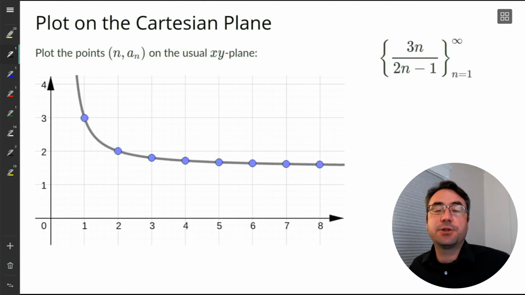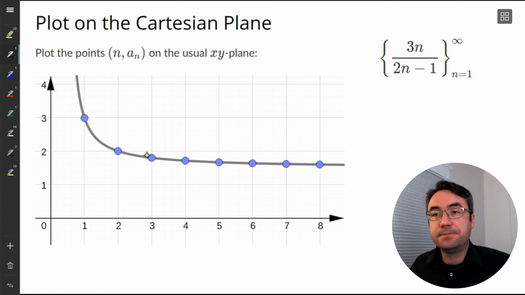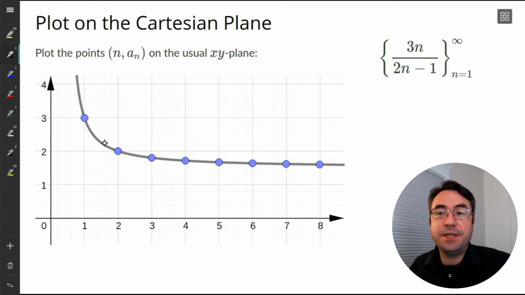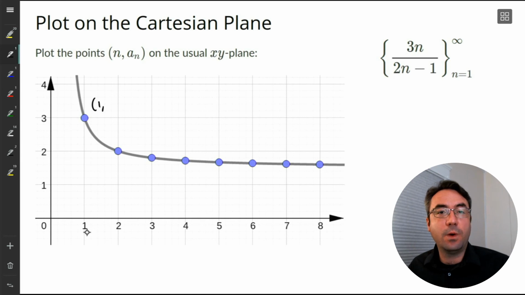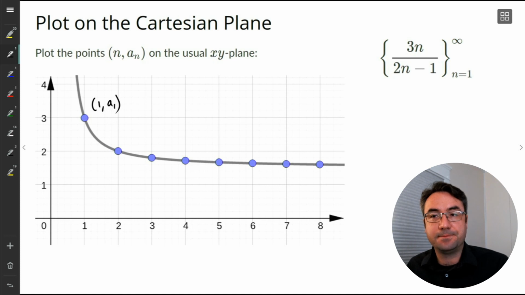One last thing. How do we picture sequences? Well, we can kind of graph them. And what we're seeing here is we're seeing a few things. So this is our first example that we looked at. The sequence 3 times n over 2n minus 1 from n equals 1 to infinity. And we can just plot these as discrete points on our xy plane. So for instance, the first point here corresponds to n value 1, and it's just our sequence value, a1.